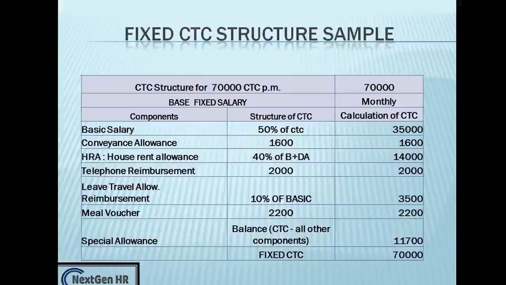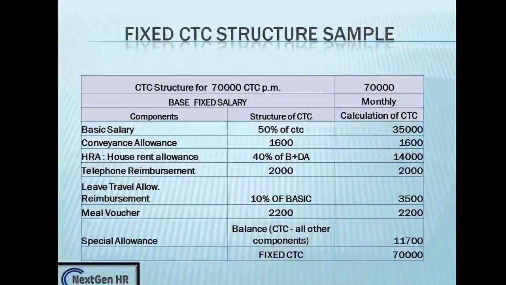could see the salary components are basic, conveyance, HRA, telephone reimbursement, leave travel allowance, that is LTA, meal voucher and special allowance. These are the components which are decided by the employer of the company, and the structure is also decided by the employer. So what is the structure of the CTC here? It is either a certain percentage or a formula of calculation or a certain amount which is fixed. So based on that, the structure is finalized.